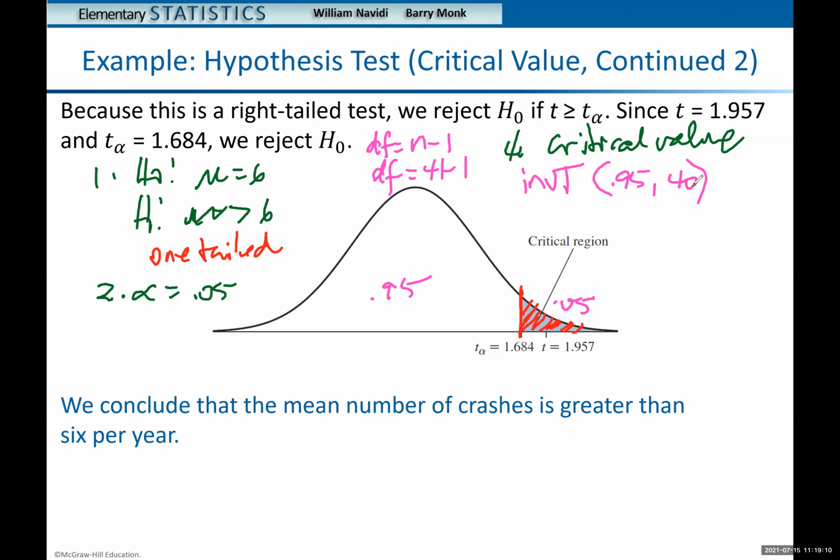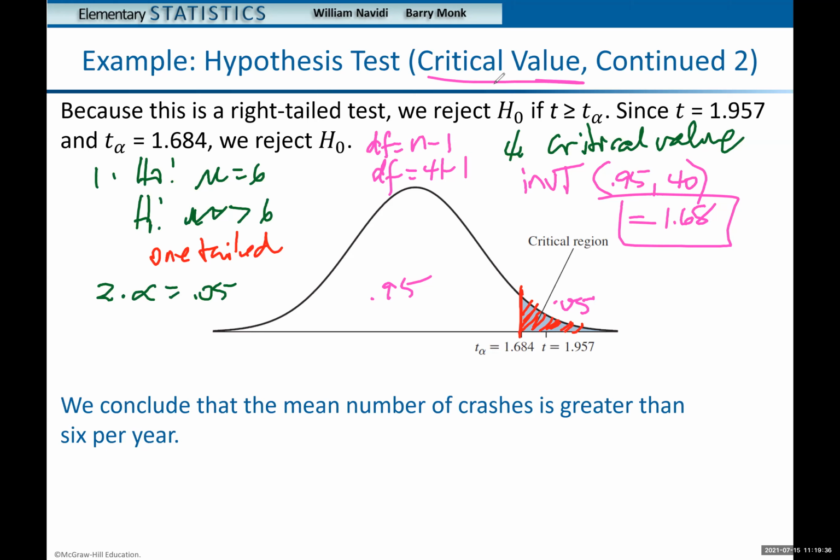So try this, and you should get 1.6868. Yes. So now, step number 5. So that's the critical value. You use inverse T. That's for your step 4.